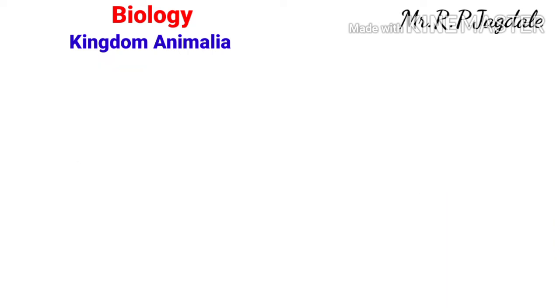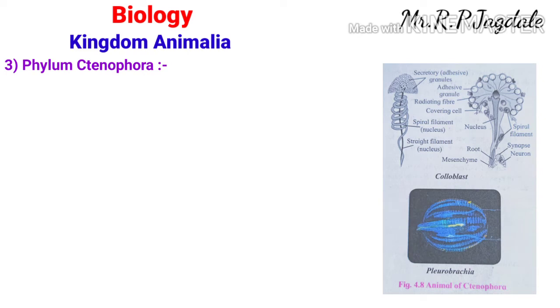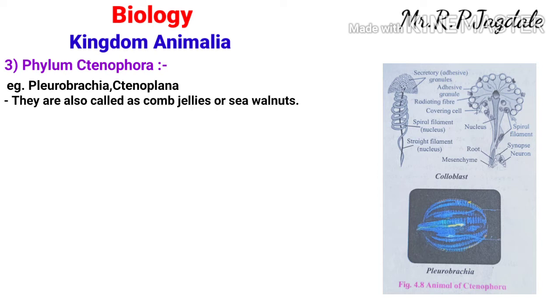Now coming to the third phylum, that is called Phylum Ctenophora. In this phylum, examples are Pleurobrachia and Ctenoplana. This is a somewhat different type of phylum. The animals of Phylum Ctenophora are also called comb jellies, or sea walnuts. Commonly called comb jellies or sea walnuts.